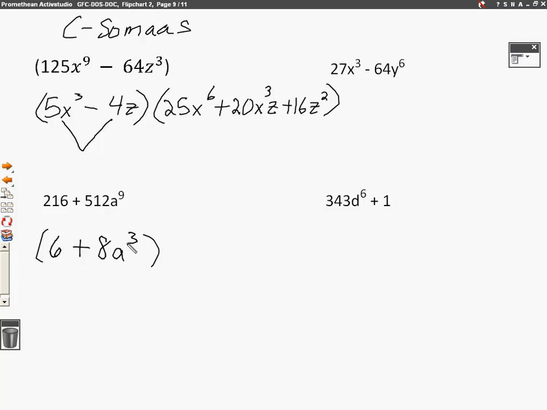Then I go through, so that's C. Now I have SOMAS. SOMAS, we square the first. 6 squared is 36. We do the opposite sign. This time, since it's a plus, we're going to do a minus. Okay? M is to multiply. I multiply these together. 8 times 6.